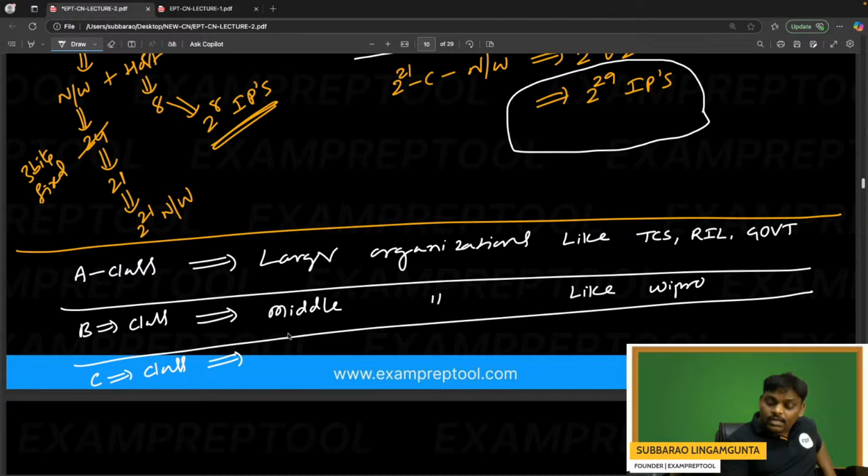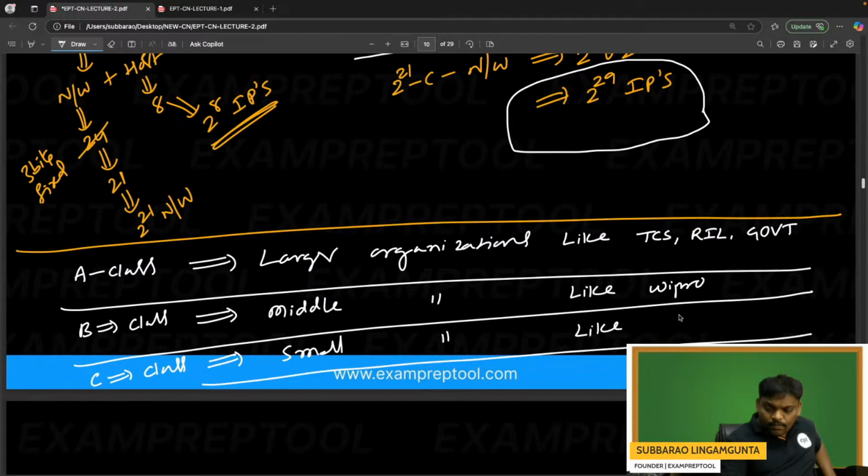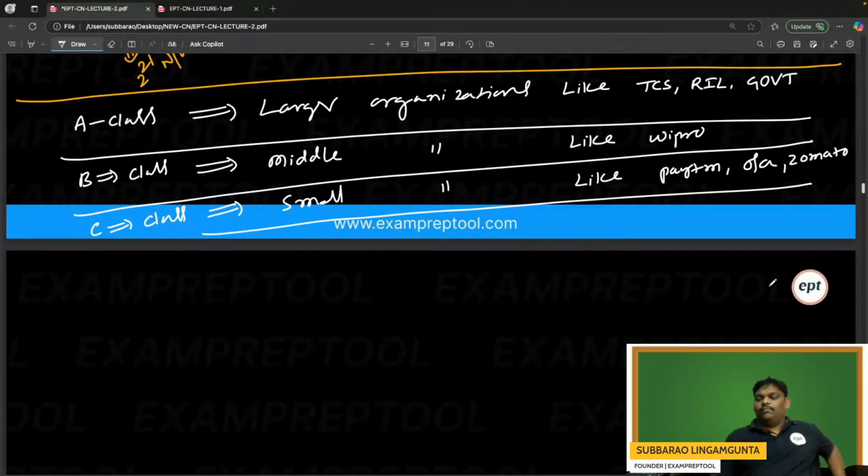Next one, class C. Small organizations, like maybe I can say Paytm, Ola, Zomato. Yeah, something like that. This is, I think, NASA, where more employees are there. Here maybe Microsoft having fewer employees.